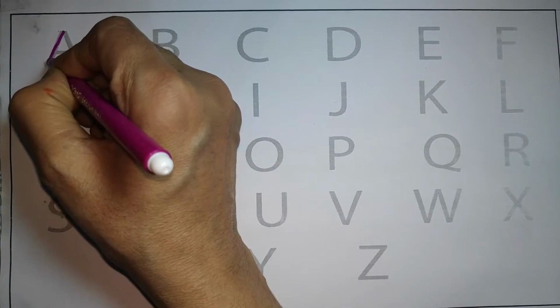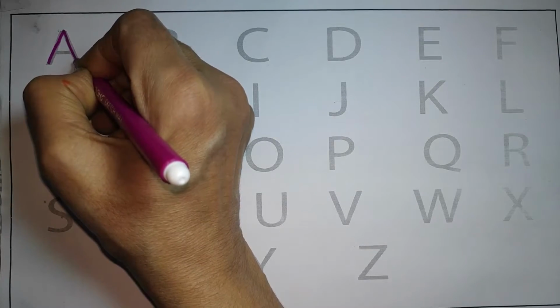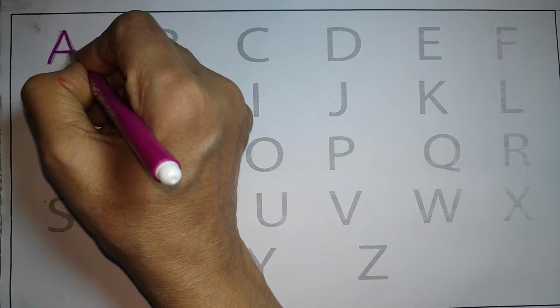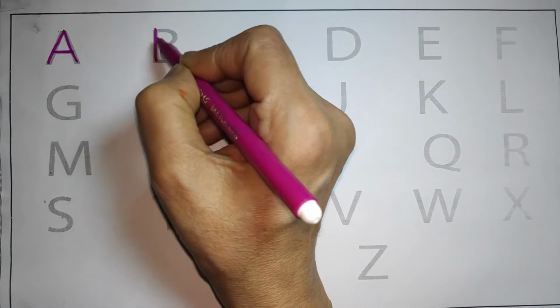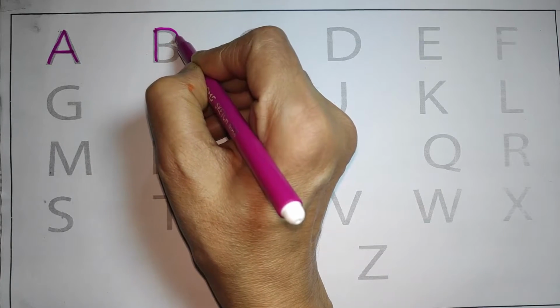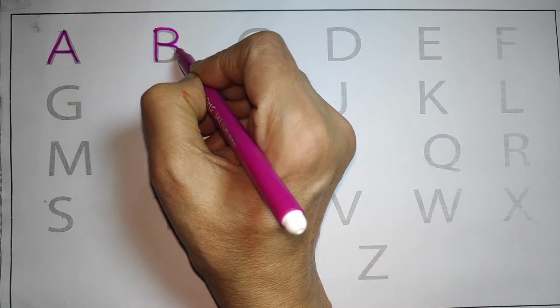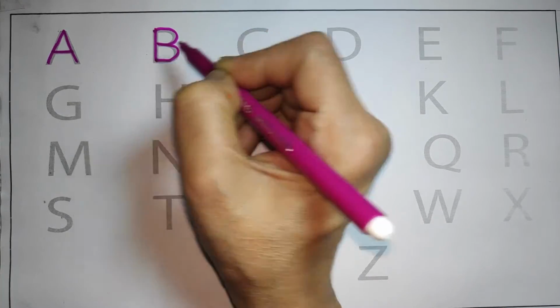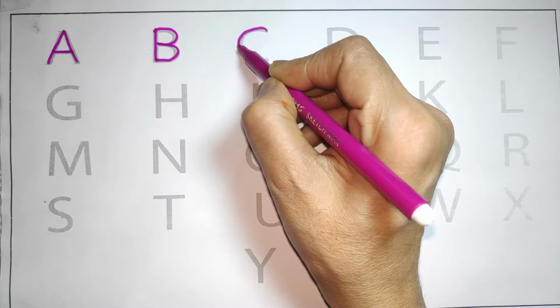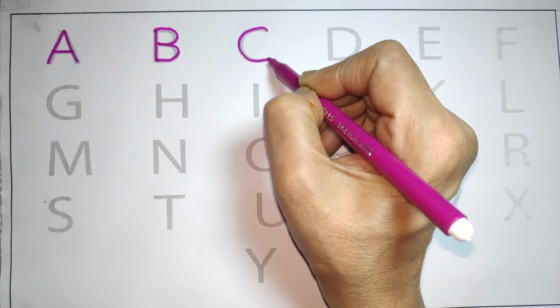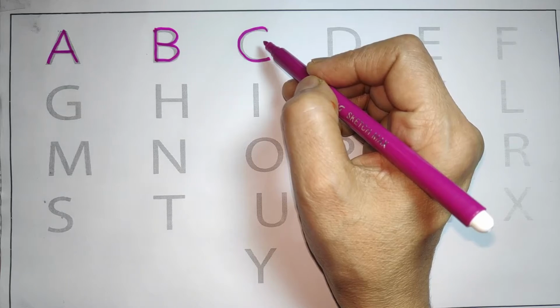A for apple. A for ant. B for boy. B for bat. C for cat. C for crow.